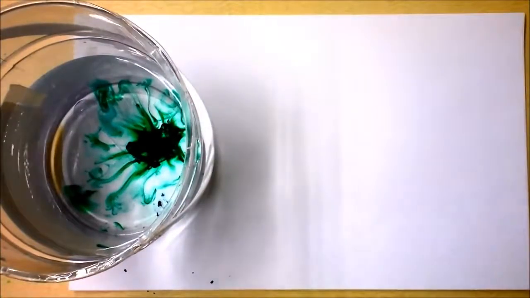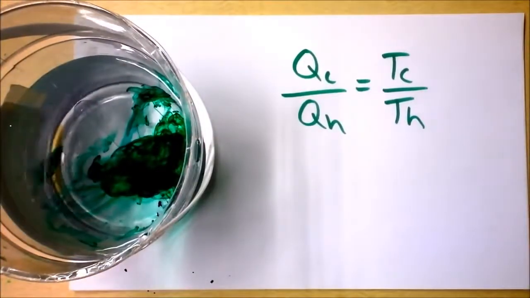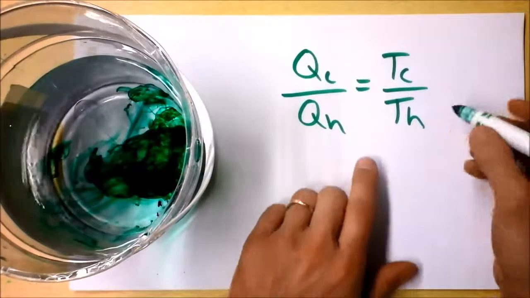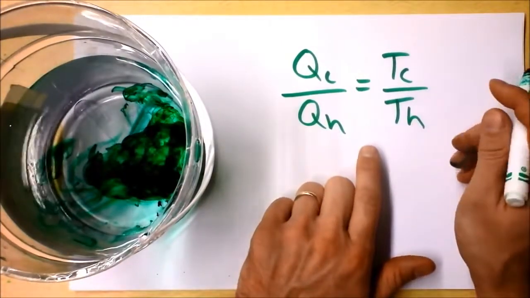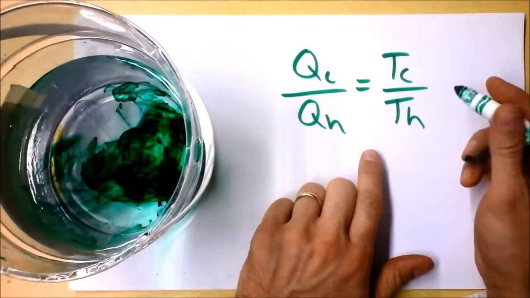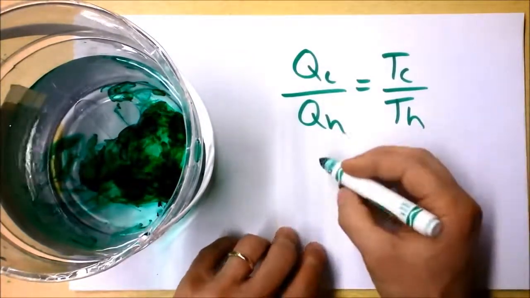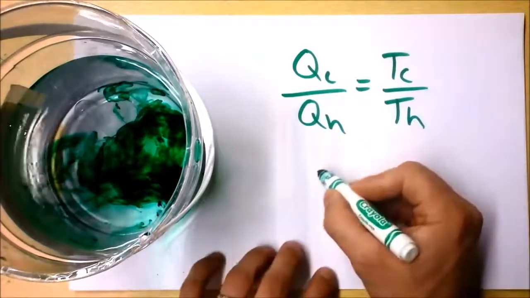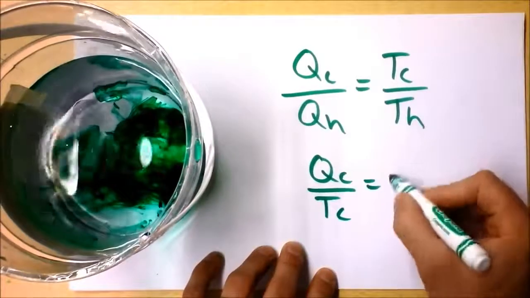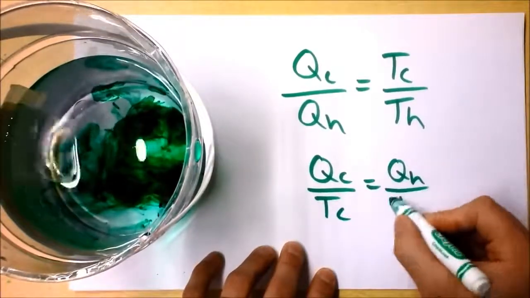Now, Lord Kelvin, in fact, used that to define what temperature means. And as he defined that, some folks noticed that if you get everything with C on one side and everything with H on the other side, you could get this beautiful equation. It says QC over TC is equal to QH over TH.